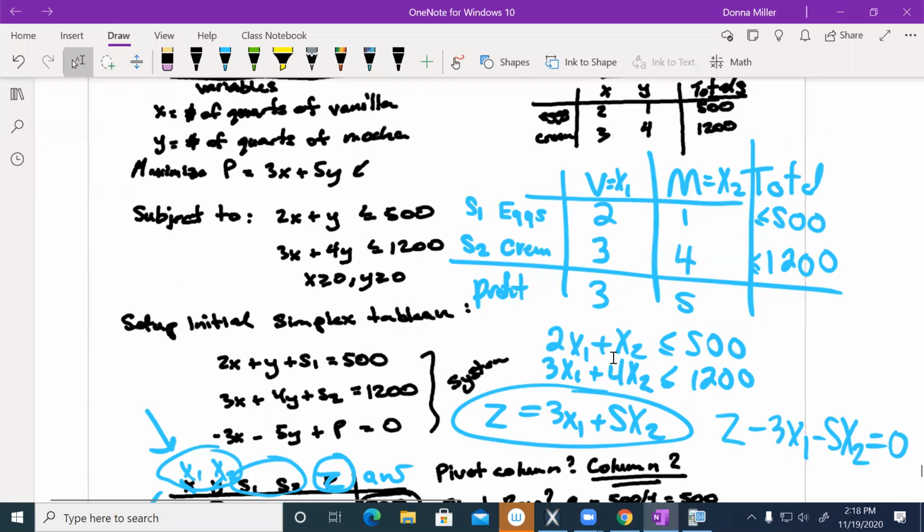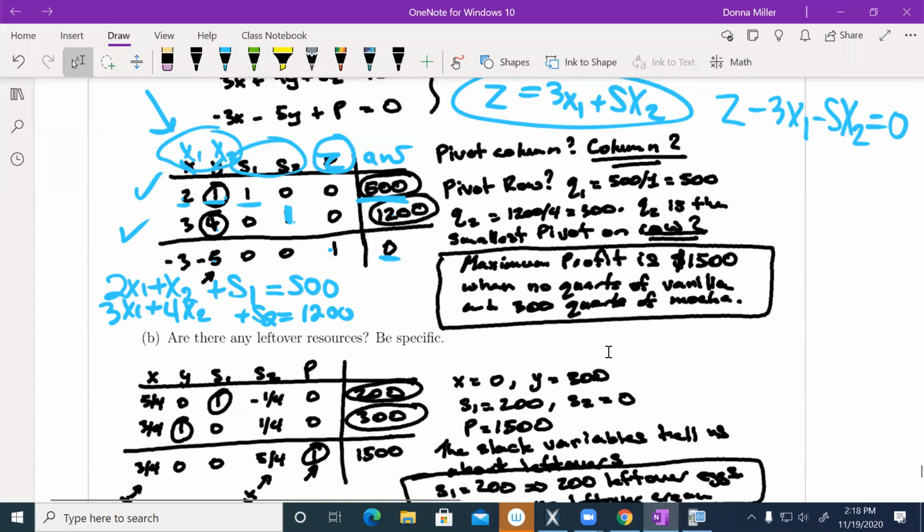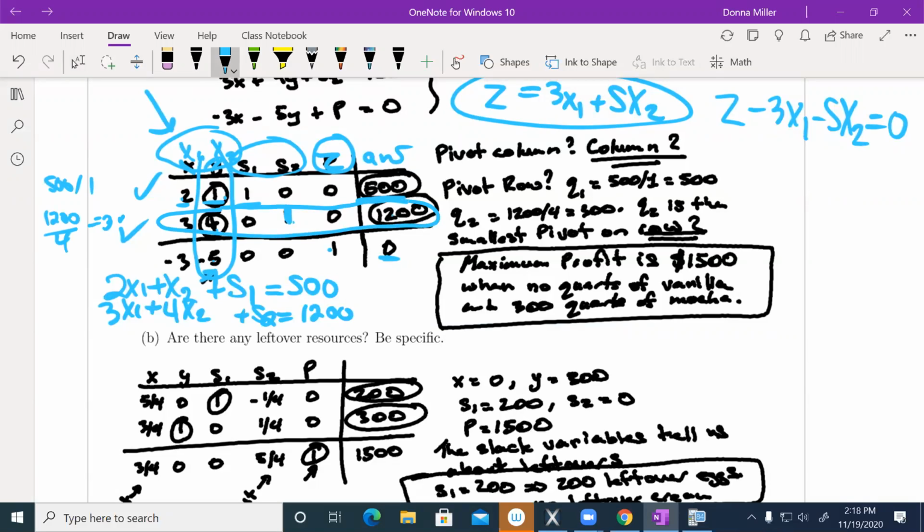Just how to find the maximum, because I saw that in the notes it said that the maximum was 1,500. Okay, so we haven't found the maximum yet. We would have to do the simplex tableau on this, right? Once we have the matrix set up. So what I would do is pick the most negative column, which would be this column, and the smallest fraction. So if I do 500 divided by 1 and 1,200 divided by 4, I think that's smaller, right? That's 300. So this would be my column, and this would be my row.